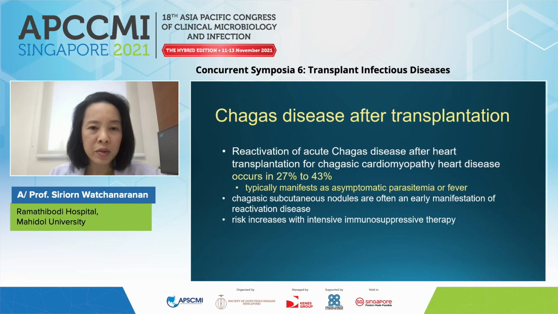Chagas in transplant is very complicated. Reactivation of acute Chagas disease after heart transplant for Chagas cardiomyopathy occurs in about 40%, and is typically asymptomatic, but you can see patients presenting with fever or Chagas subcutaneous nodules. They are probably an early manifestation of the reactivation of disease, and the risk of the infection increases with the intensity of immunosuppression. Next slide, please.